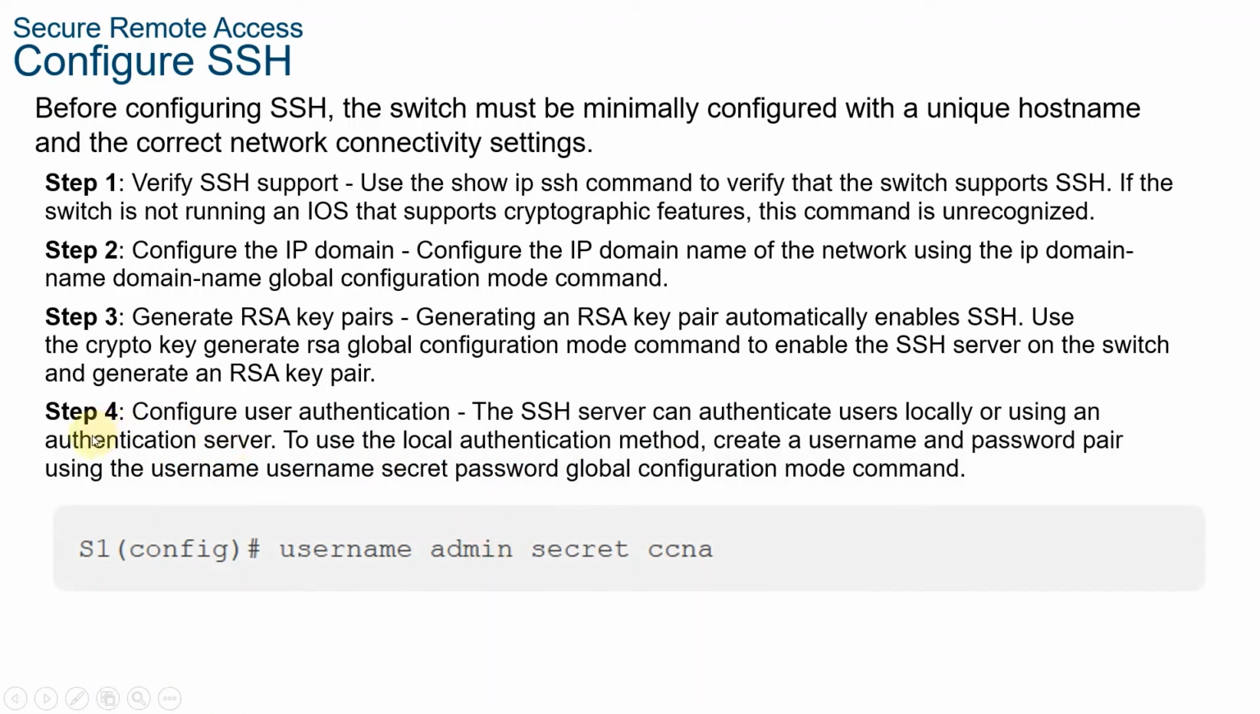So step number 4, configure the user authentication. The SSH server can authenticate users locally or using an authentication server. To use the local authentication method, create a username and password pair using the username secret command, something like username admin secret CCNA. So that is username, and then secret, the password, in global configuration mode. In this example, again, the user is set to admin and our password is CCNA.